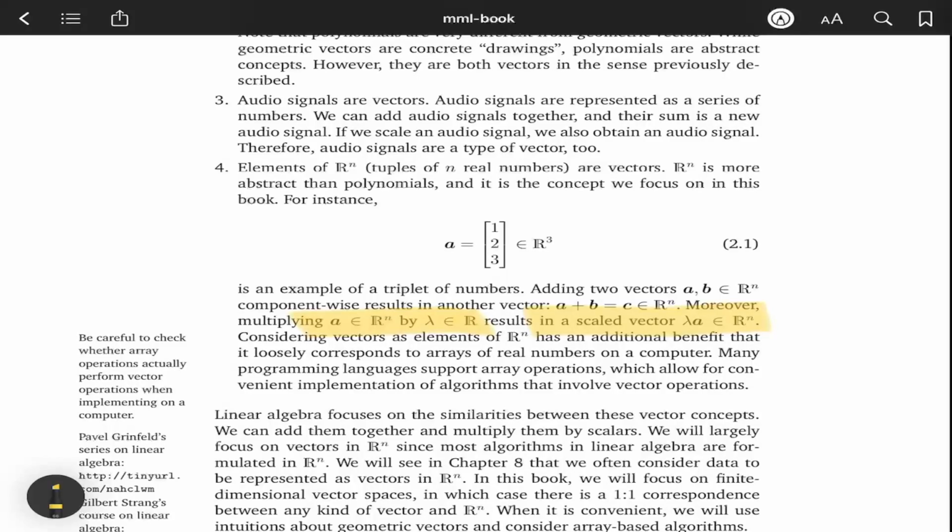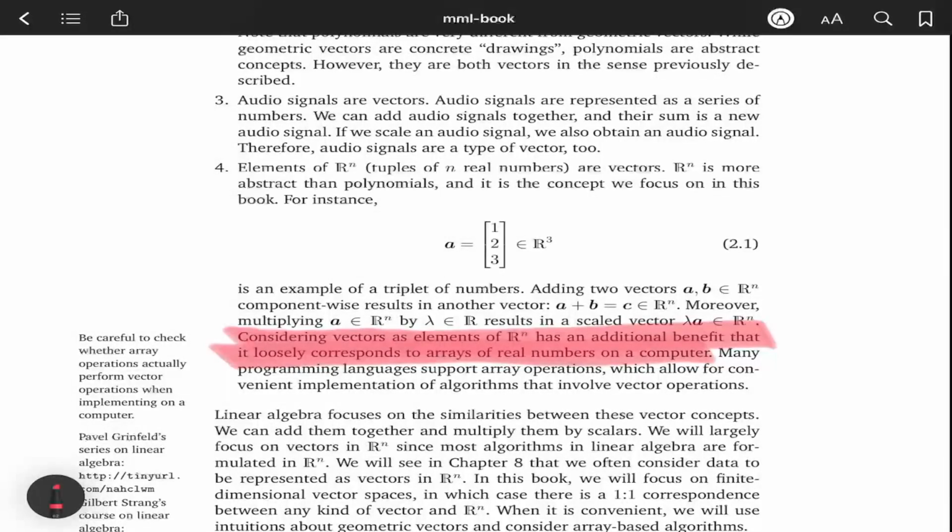Yeah, makes sense. Considering vectors as elements of Rn has an additional benefit that it loosely corresponds to arrays of real numbers on a computer. Many programming languages support array operations, which allow for convenient implementation of algorithms that involve vector operations. I think this part is the important part.